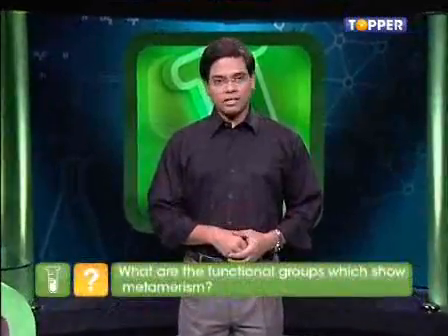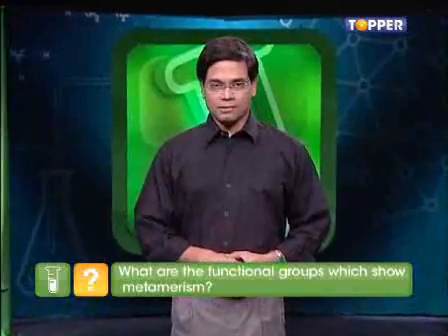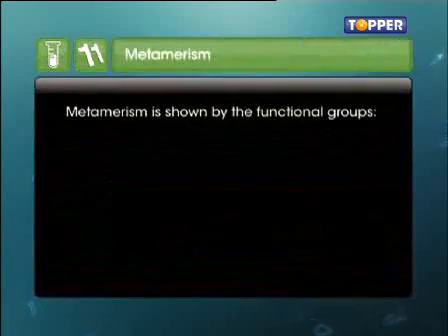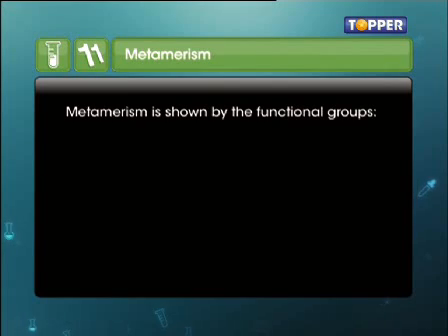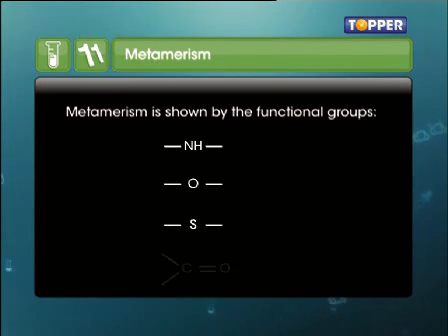Before the break, I had asked you what are the functional groups which show metamerism. I hope you tried to look up the answer, but anyways, here it is. Metamerism is shown by functional groups NH, O, S or C double bond O group.